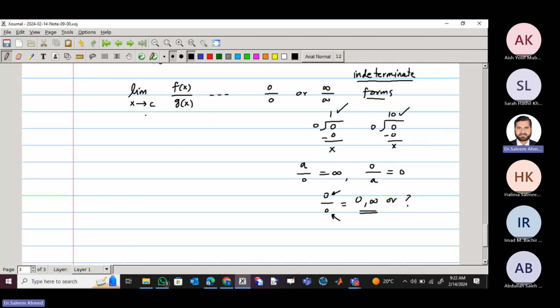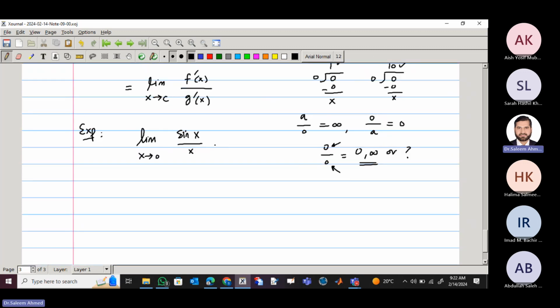So when this type of thing happens, L'Hopital's rule says that you can replace this limit by another limit where f is replaced by the derivative of f and g is replaced by the derivative of g. Okay. So this is basically L'Hopital's rule. So for example, if you have the limit as x goes to 0 of sine x divided by x, now you see, if you just replace x with 0, sine 0 is 0 and x is also 0. So this is 0 by 0 form.